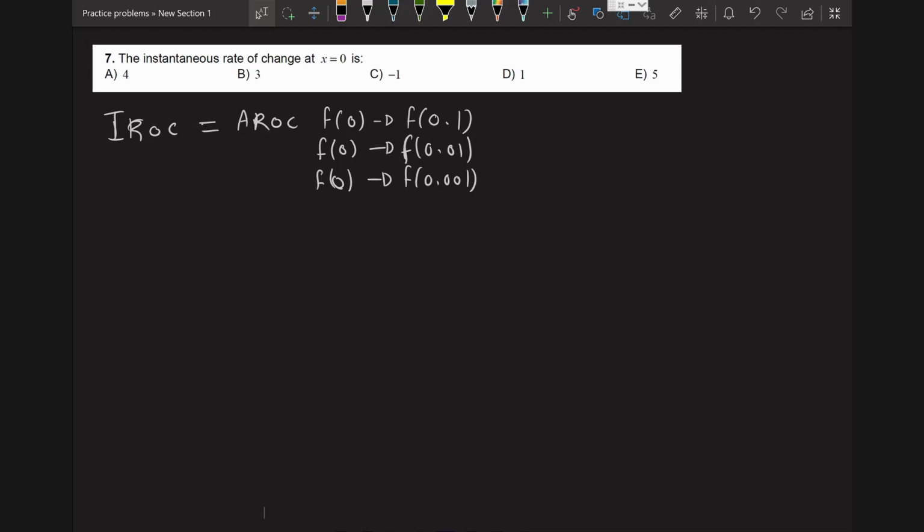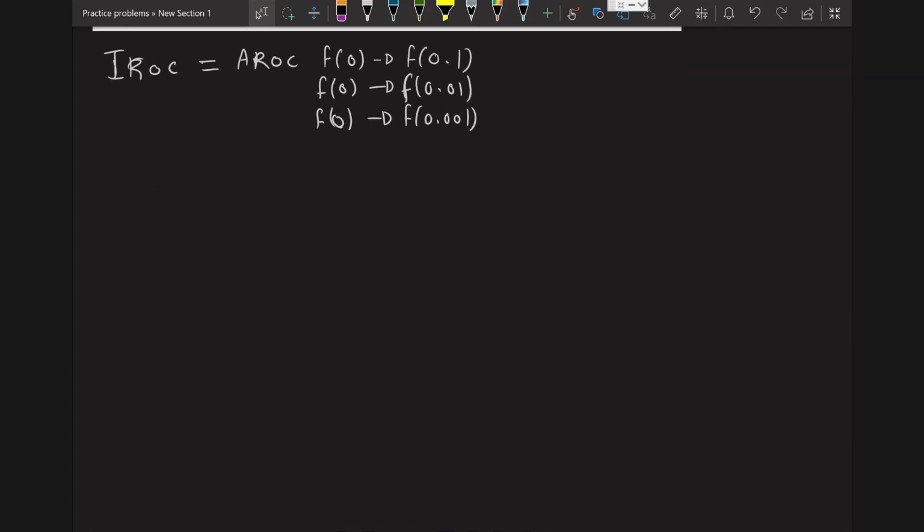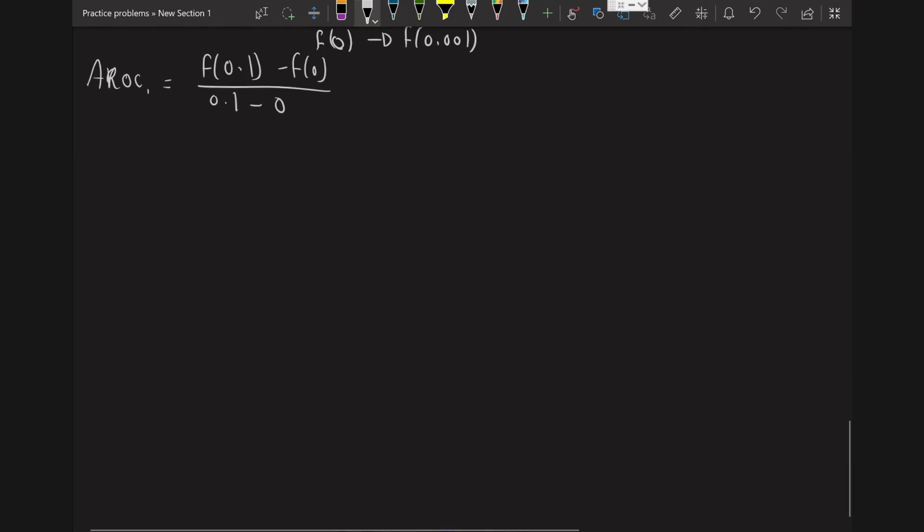Some teachers may ask you to do negative 0.1 to 0 and so on, and some may ask you to take the average of those answers. It depends on what you're expected to do, but for multiple choice, it doesn't really matter. So I'm just going to do the same thing: AROC 1 is equal to f of 0.1 minus f of 0 over 0.1 minus 0, and that's going to equal f of 0.1 minus negative 2 over 0.1.